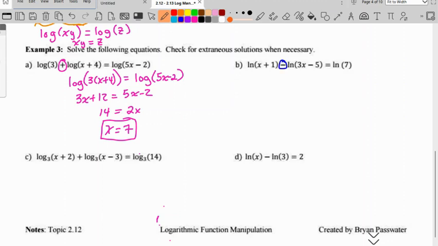We've got a difference of logs, so that's going to be the log of their quotient. The positive term goes up in the numerator, and the term with a minus sign out front goes in the denominator. Okay, and now what must be true? Yeah, their arguments must be equal. So (x plus 1) over (3x minus 5) must equal 7. If the natural log of (x plus 1) over (3x minus 5) equals the natural log of 7, then (x plus 1) over (3x minus 5) must equal 7.